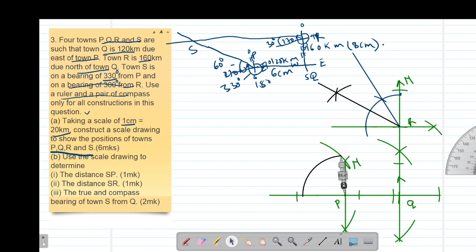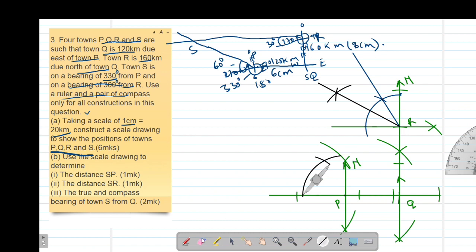Then with the same radius, I'm going to transfer my pair of compass to this point. Remember, we are using the same radius. We are not varying the radius. With the same radius, I'm going to make an arc on the upper side this way. Then if I connect these two, this should be 60 degrees. So actually these two should intersect somewhere.